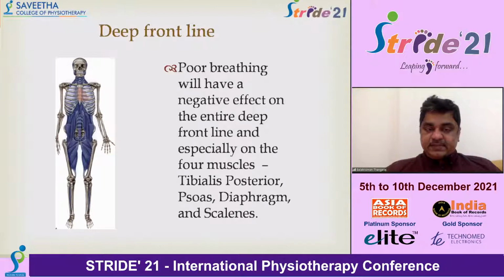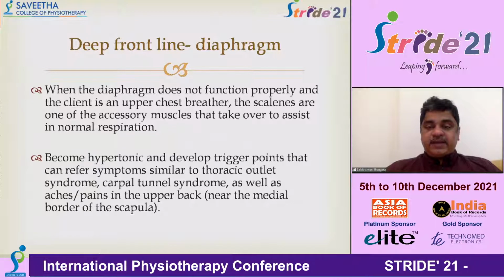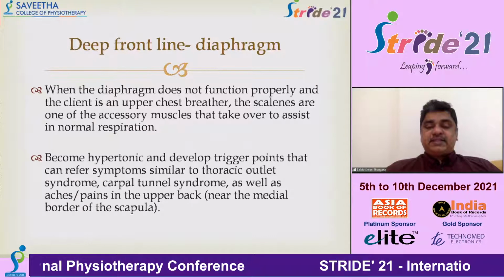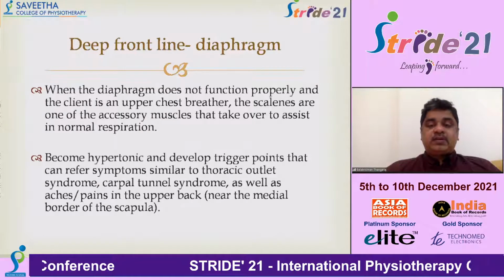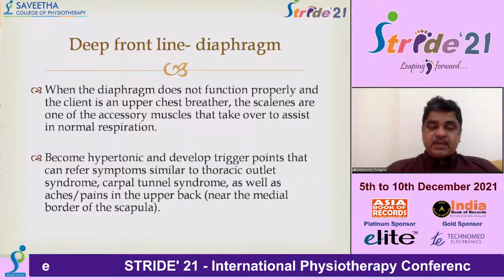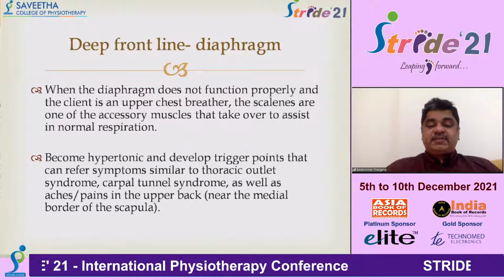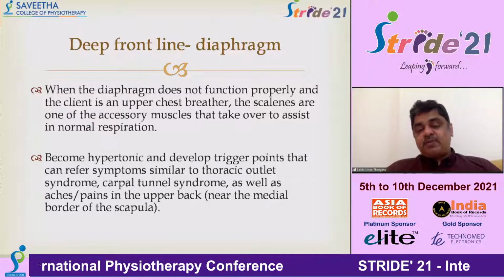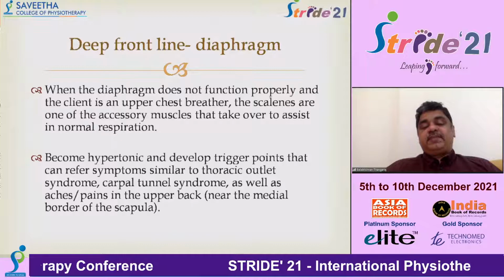Next, please. When the diaphragm does not function properly, the client is an upper chest breather. The scalenes are one of the accessory muscles that take over to assist in normal respiration. They become hypertonic and develop trigger points that can refer symptoms similar to thoracic outlet syndrome or carpal tunnel syndrome, as well as aches and pains in the upper back.